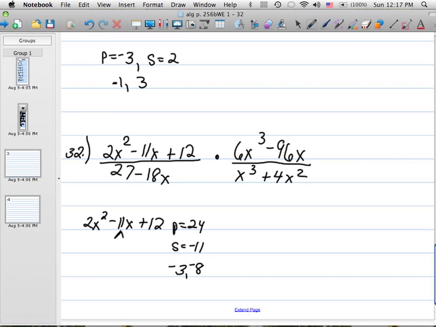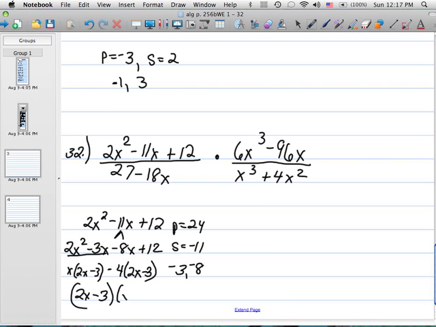So we're going to split the middle. 2x squared minus 3x minus 8x plus 12. From the first pair, you can take out an x, so you have 2x minus 3. Second pair, the signs are opposite, so we need to take out a negative 4, and we have 2x minus 3. So our factors are 2x minus 3 and x minus 4. So we can cross that out and replace that trinomial with its factors.